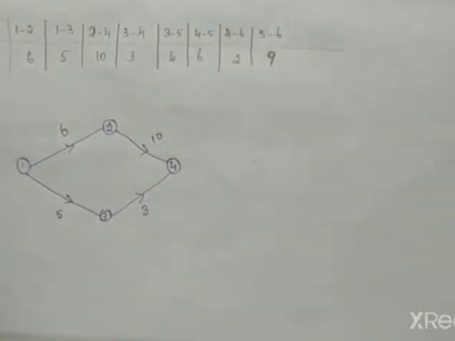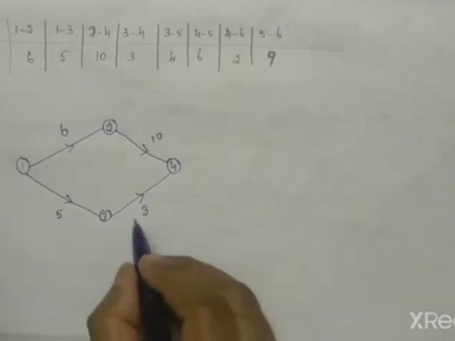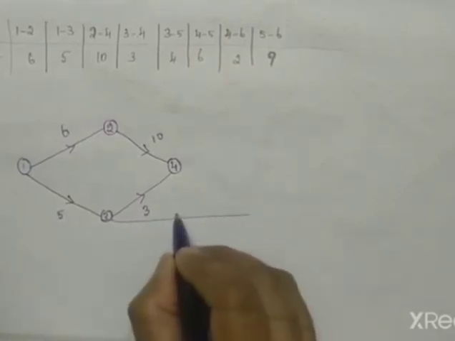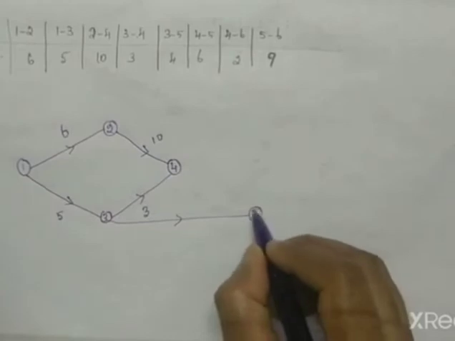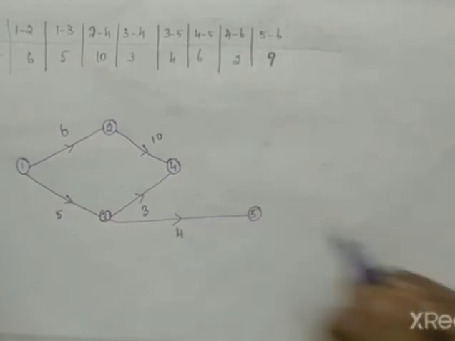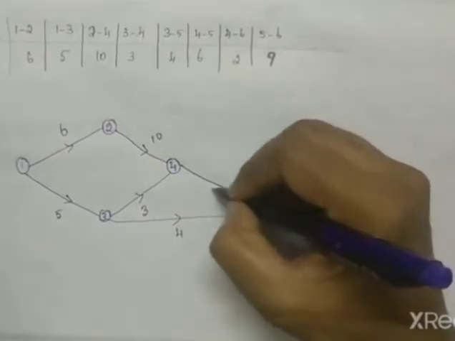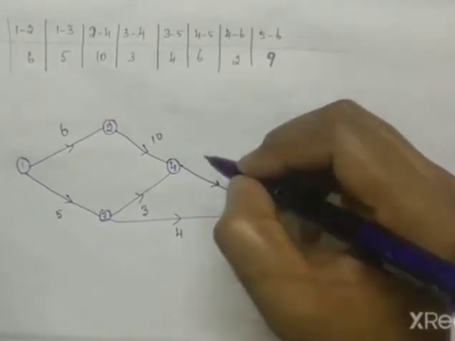You have to put the arrow mark carefully, because this arrow mark is used for the calculations. The next one is 3 to 5, you have to draw this one, and the duration is 4. The next will be 4 to 5, and the duration is 6.